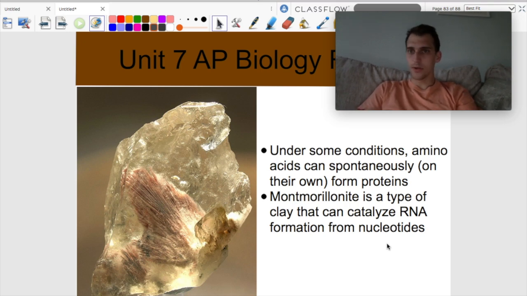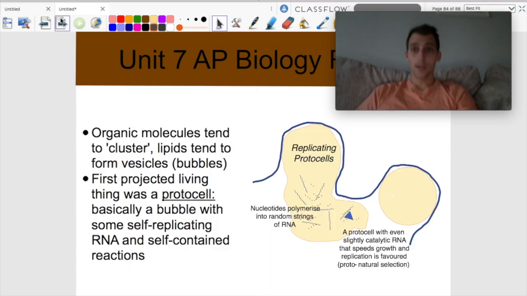That's a genetic material, right? That can be passed down from parent to offspring. And that's what life does. So that's pretty crazy to think about. So basically what we're saying here is that under some conditions, amino acids can spontaneously form proteins by themselves, and nucleotides can spontaneously form RNA by themselves, which sounds like a really, really big important step in forming a living thing.